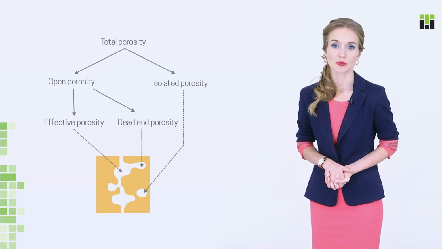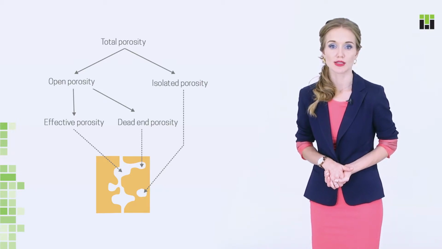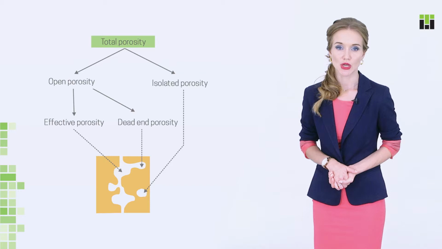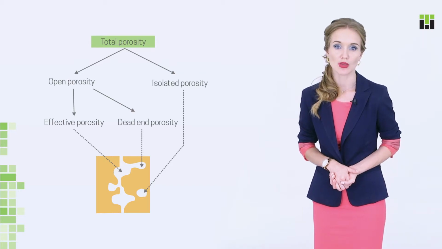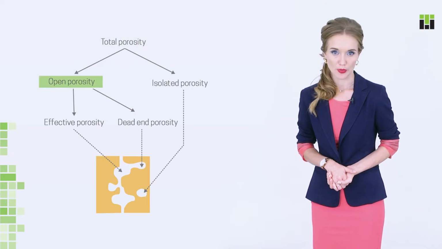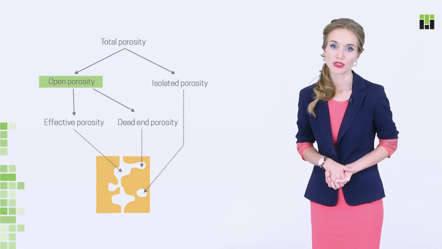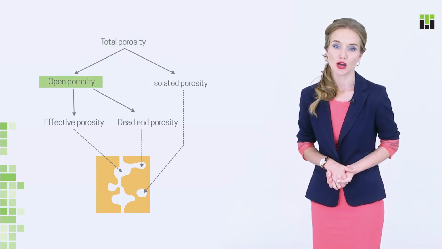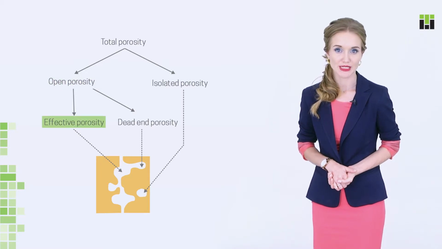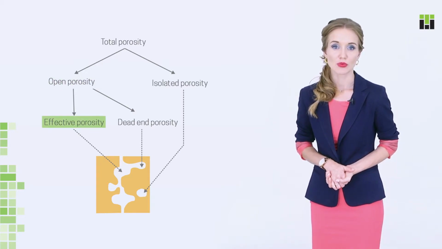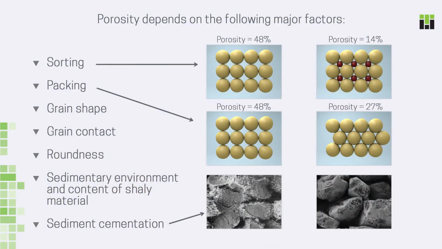For practical purposes, we also distinguish other types of porosity. Total porosity is the ratio of the pore volume to the total volume of rock. Open porosity is the volume of pores that are connected to each other. Effective porosity is the volume of pores through which fluid can flow in the reservoir. Porosity depends on the following major factors.